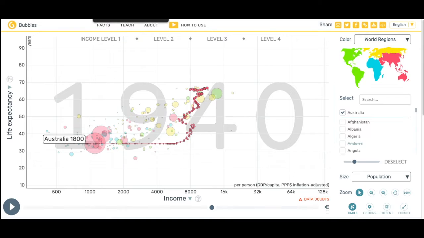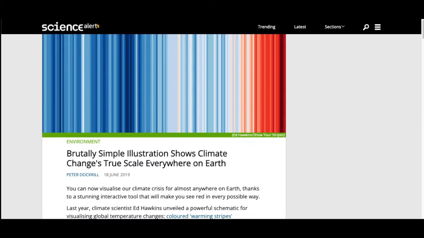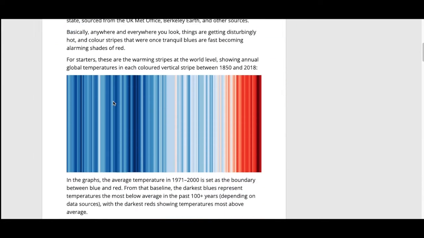By contrast, let's have a look at the climate stripes. This is a really interesting visualization because it's incredibly powerful. It shows temperature over time. This is just a quick illustration of it. Let's go down.